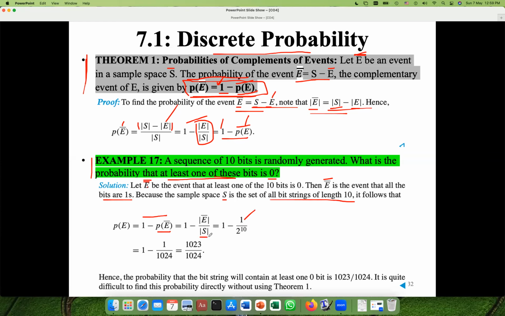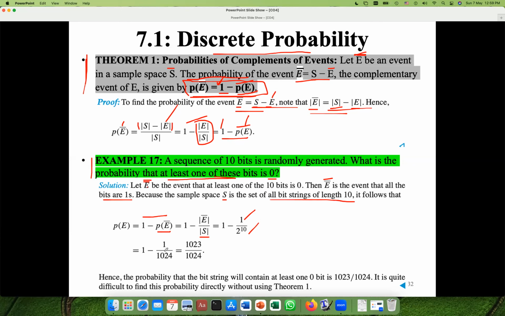And what is the total space? Each bit can be 0 or 1. So 2 raised to the power 10, which is the number of bits. Total bits are 10, and each bit has 2 possibilities, so 2 raised to the power 10. This is, you can say, the product rule, like 50 multiplied by 5, which you have seen previously. Anyhow, 2 raised to the power 10.